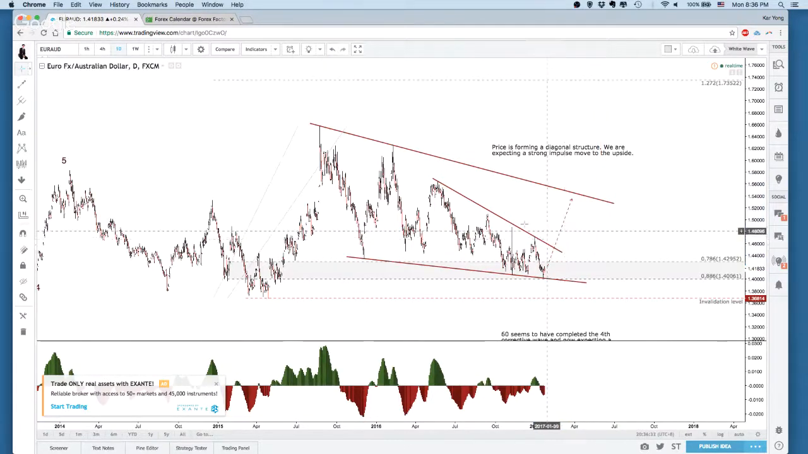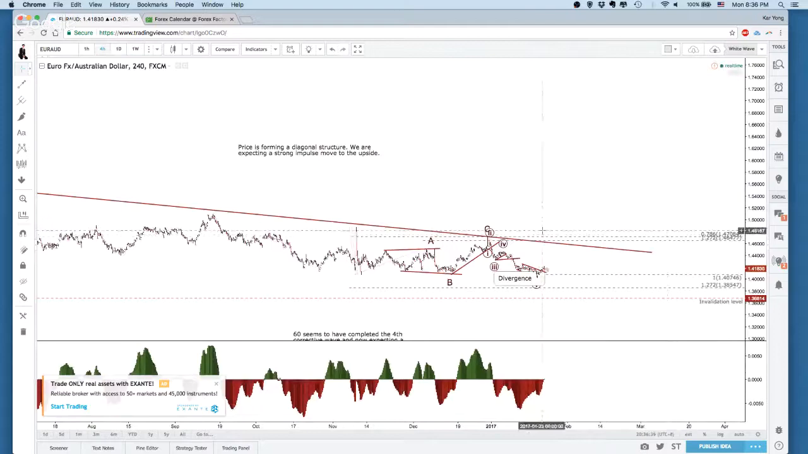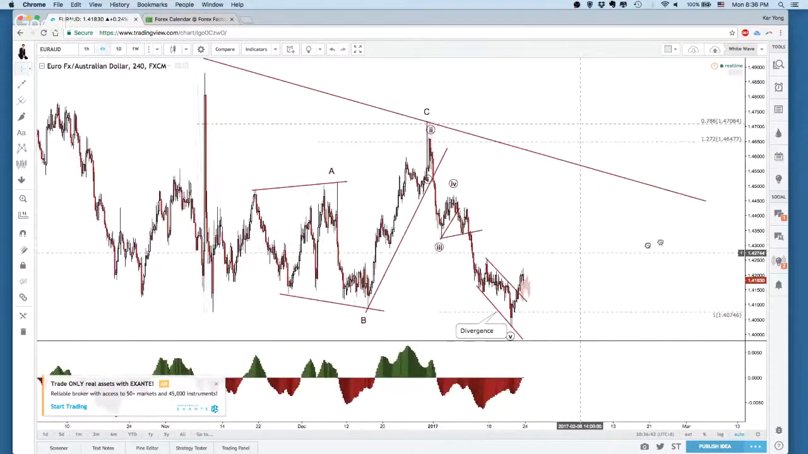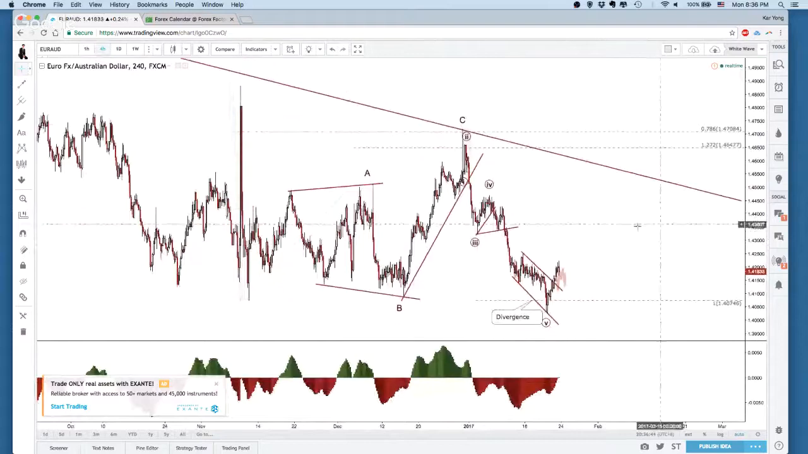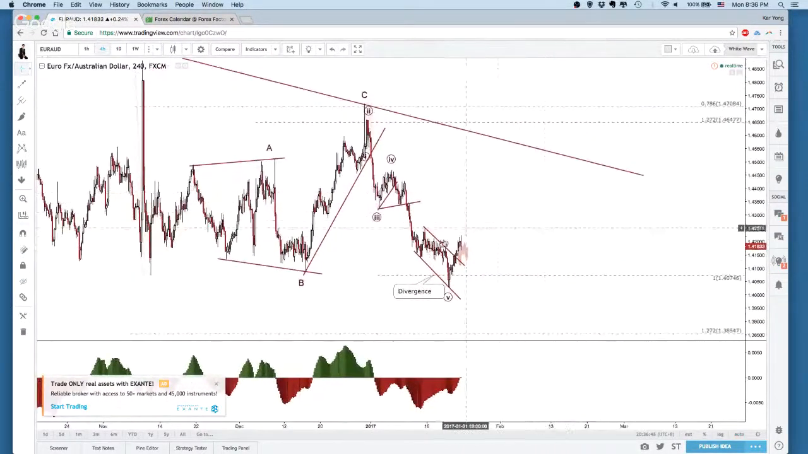I'm just going to update you on whether it's ready to go for now. So let's go to the lower time frame. On the lower time frame, this is what I'm seeing. This entire move down is forming a divergence, and you can see from the MACD that it's very clear it's forming a divergence, followed by a very strong impulse move towards the upside.